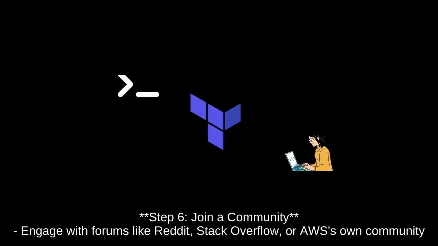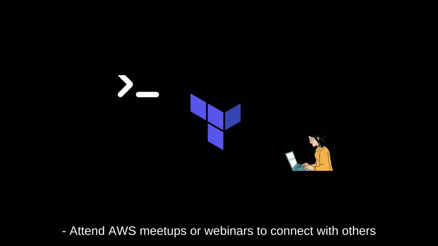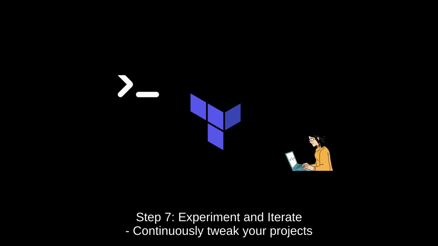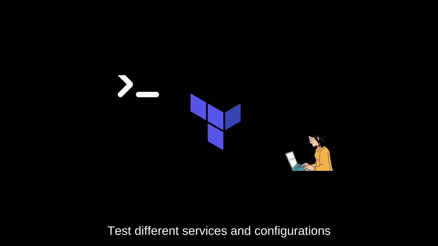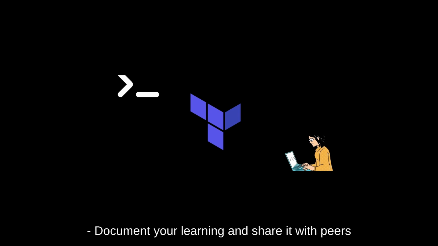Step 6. Join a community. Engage with forums like Reddit, Stack Overflow, or AWS's own community. Attend AWS meetups or webinars to connect with others. Step 7. Experiment and iterate. Continuously tweak your projects. Test different services and configurations. Document your learning and share it with peers.